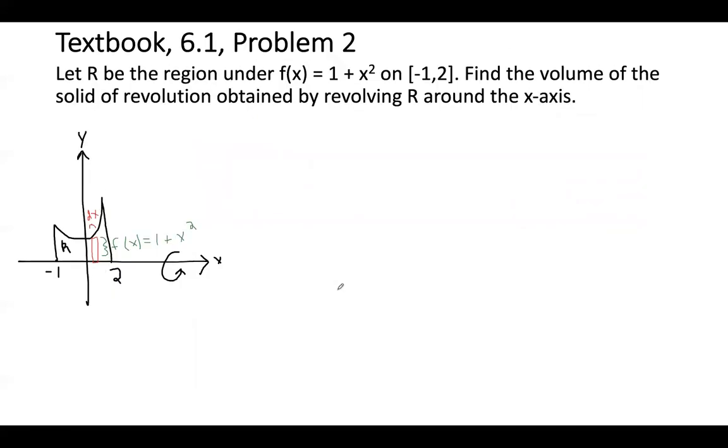So this is from the textbook, section 6.1, problem 2. The problem states, let R be the region under f of x equals 1 plus x squared on -1 to 2. So we got some important information there, right? f of x equals 1 plus x squared and -1 to 2. Find the volume of the solid of revolution obtained by revolving R around the x-axis.